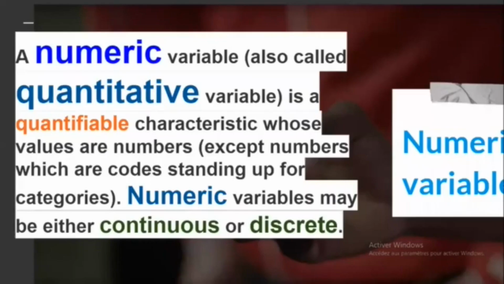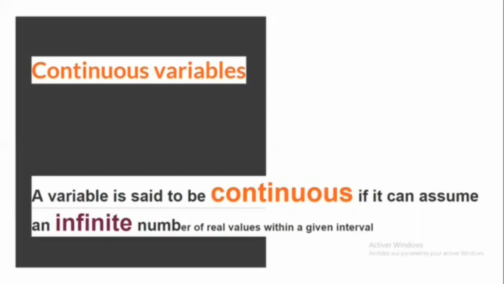Numeric variables. A numeric variable, also called quantitative variable, is a quantifiable characteristic whose values are numbers, except numbers which are codes standing for categories. Numeric variables may be either continuous or discrete. Continuous variables. A variable is said to be continuous if it can assume an infinite number of real values within a given interval. For instance, consider the height of a student.